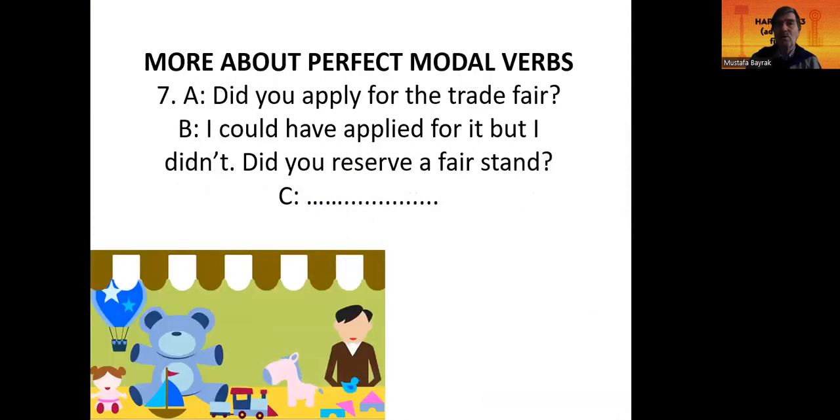Okay, more about perfect modal verbs. 7. Did you apply for the trade fair? I could have applied for it, but I didn't. Yeah, I should have applied for it, but I didn't. Did you reserve a fair stand? Unfortunately, no. I didn't reserve a fair stand.